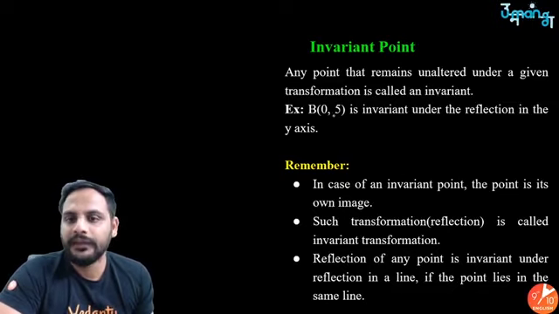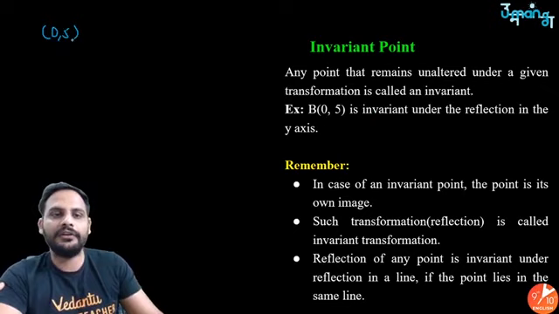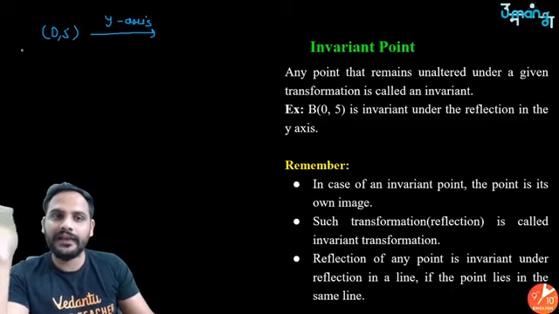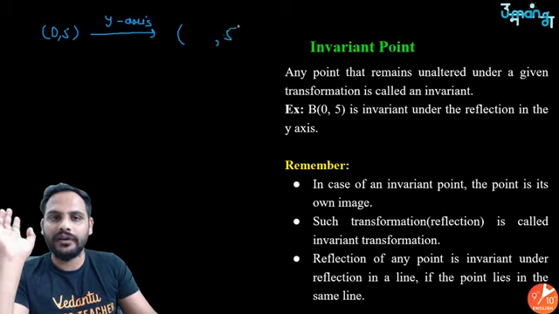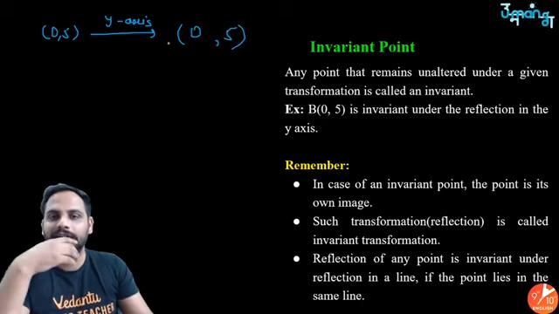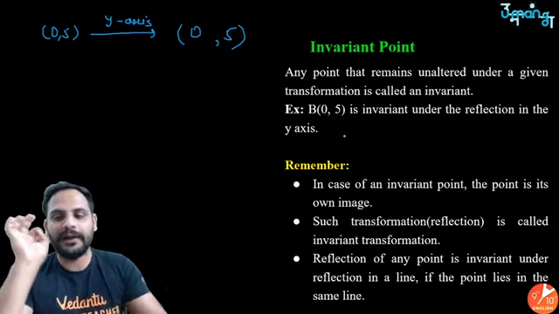For example, this point 0, 5, if we do the reflection under the y-axis, we know, beta, whenever we are doing the reflection under the y-axis, the x coordinate will change the sign, the y coordinate will remain the same. So the y coordinate will remain 5, x will become minus 0. Minus 0 is what? Again 0 only. So the coordinates remain the same. Got it? So this part is very important.